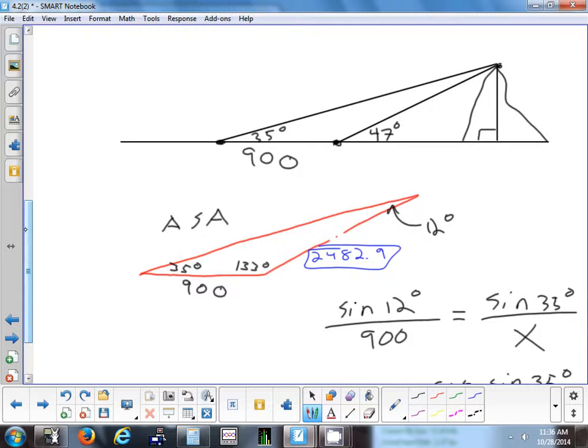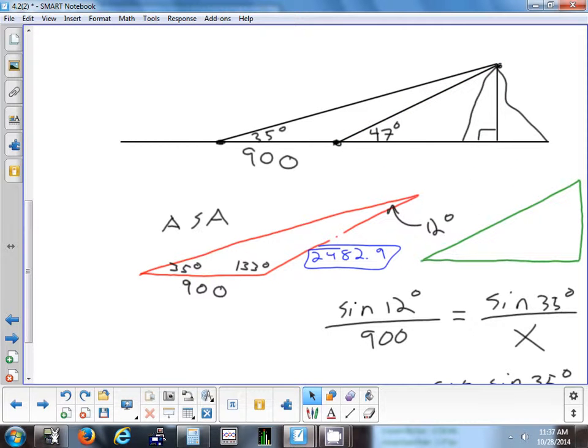All right, so we just created a right triangle. All right, so in this right triangle, let's look at this part right here. Okay, triangle in green. That 2,482, what side is that in that green triangle? Hypotenuse. It's the hypotenuse of it. Okay? And now that we have a right triangle, it's going to be a lot easier to solve. The hypotenuse is 2,482.9. That's a right angle. And the bottom side is 47. And let's call the height y.